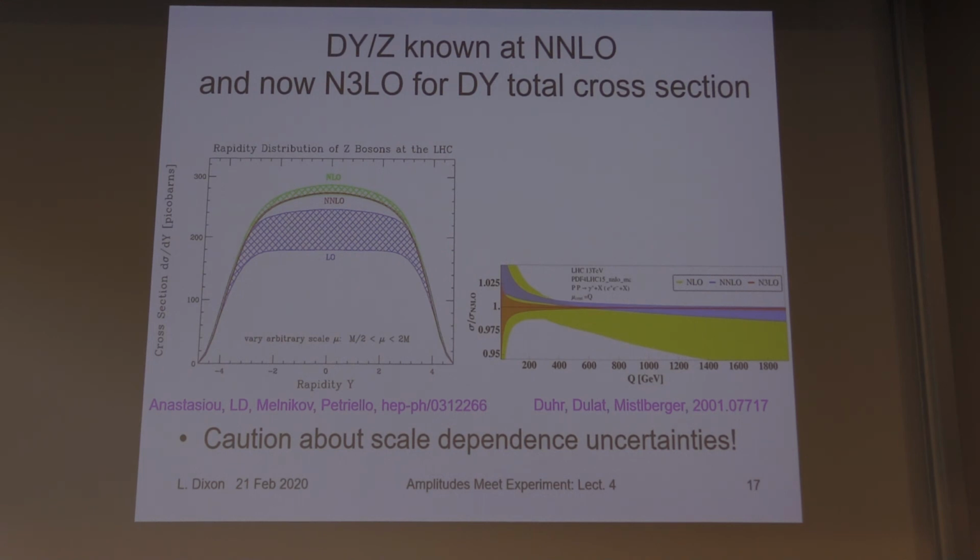Is it known to all orders? No. Just to a couple? It's known to NNLO. I don't know if it's known to N cubed LO.